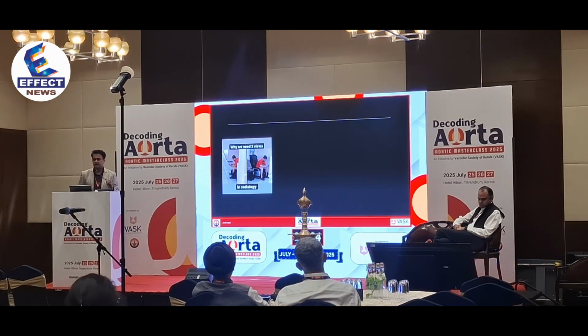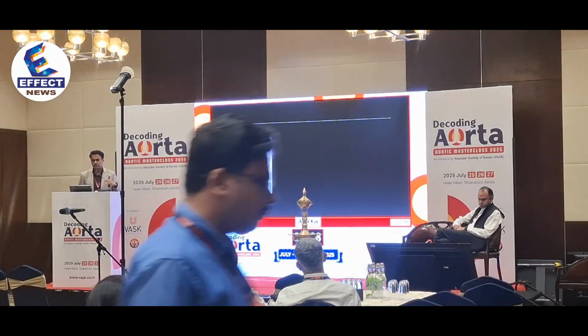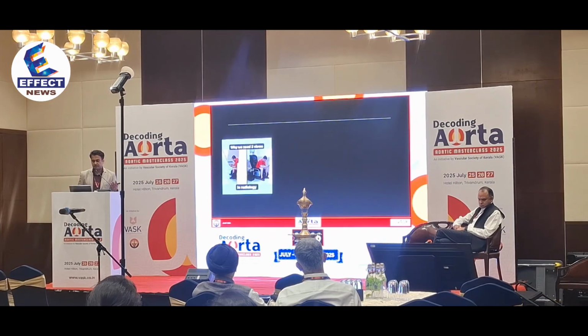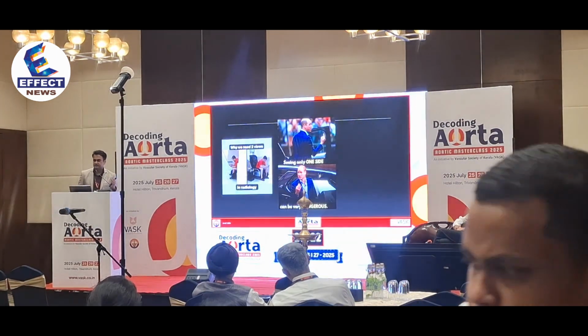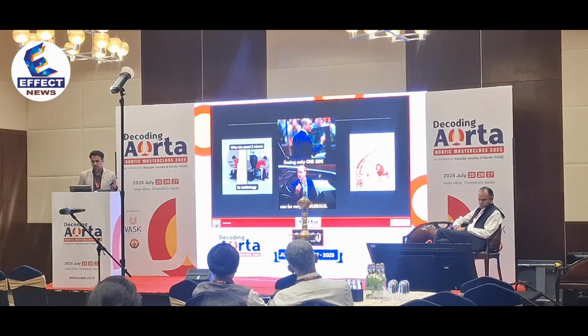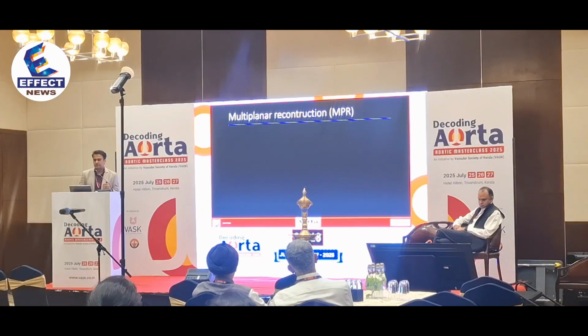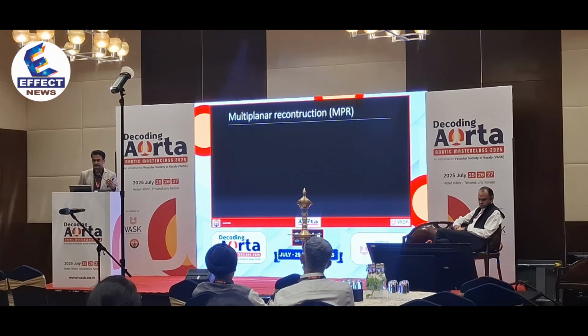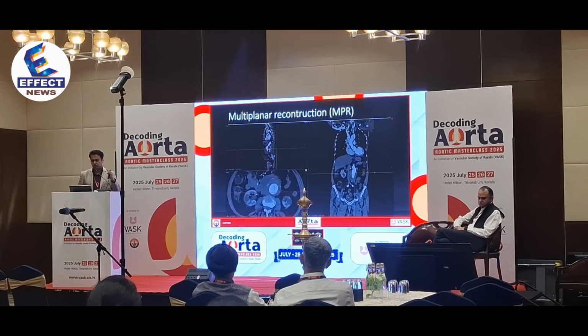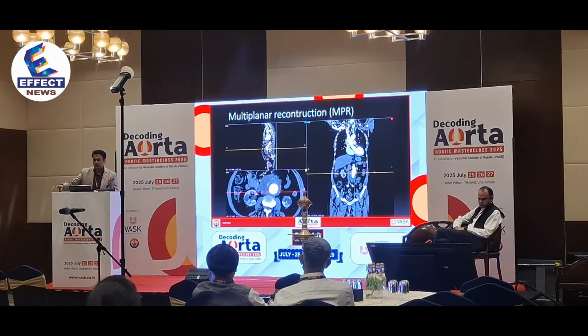Next, a classic dictum or maxim in radiology is never be satisfied with just one plane or one view. Always look for multiple views of the images, because if you stick to one plane, you may miss a lot of findings, and that could end up being very disastrous. So what we use is what is known as multiplanar reconstructions. So you can see the axial images, coronal views, sagittal view, etc.